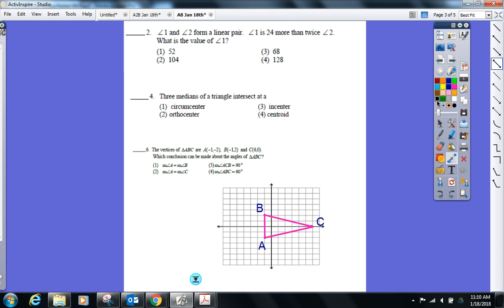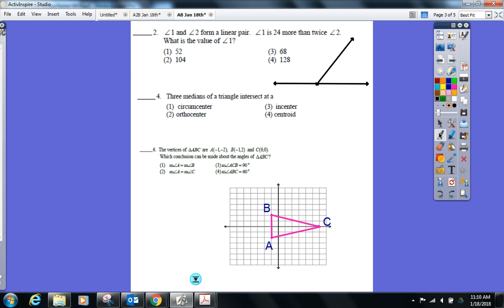All right, here we go. Let's help Emma out here. Angles 1 and 2 form a linear pair, meaning linear pairs are supplementary, right? So angle 1 plus angle 2 equals 180. So if I'm just drawing a linear pair here, what do I know? Angle 1 is 24 more than twice angle 2. I have no idea about angle 2, so I'm just going to call it x. Anybody help me write 24 more than twice that? Sean? 2x plus 24. And again, what do I know about linear pairs? They are supplementary, so I'm going to say 2x plus 24 plus x equals 180.